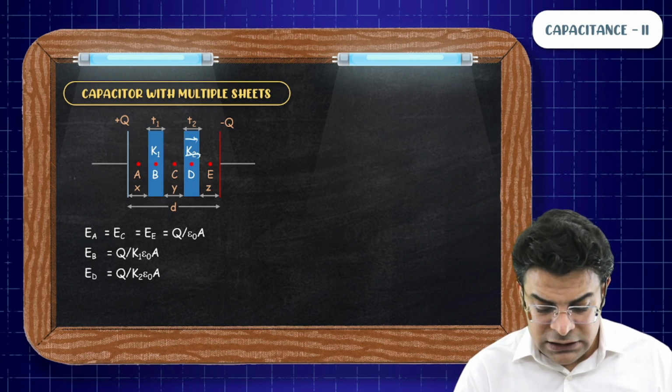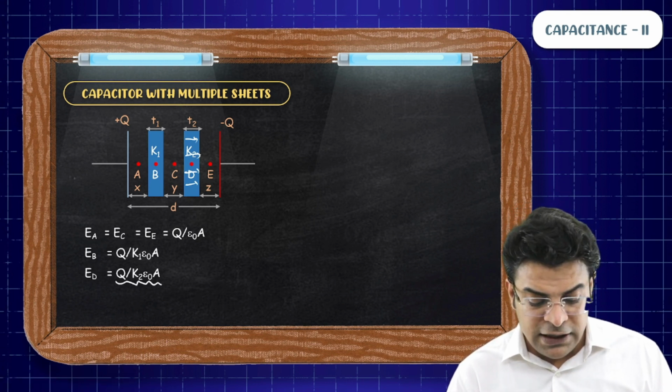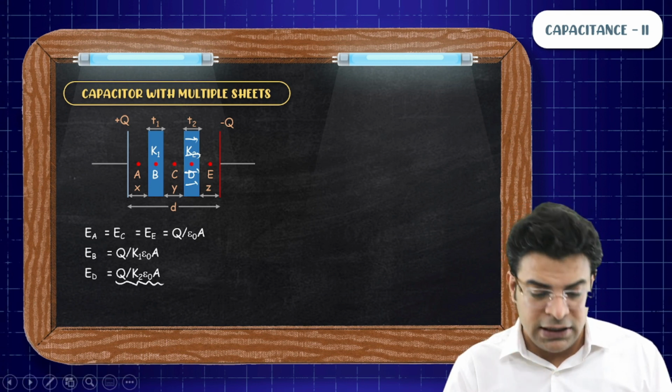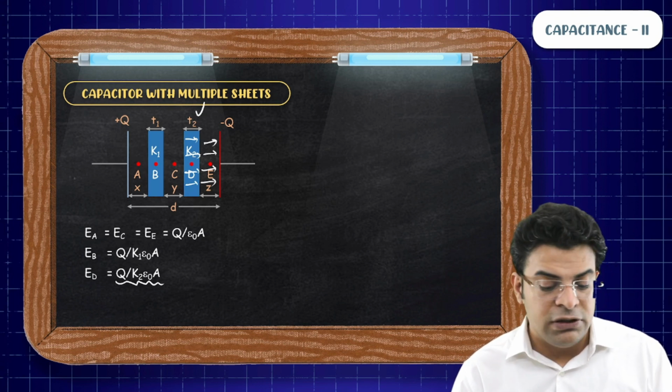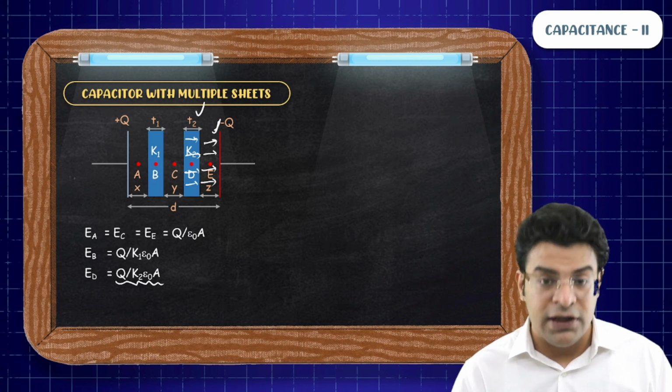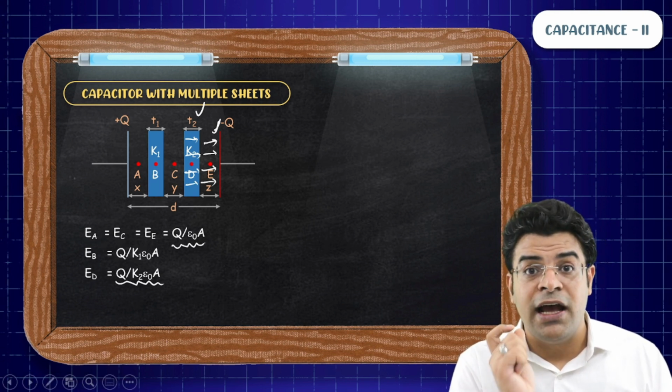Going within the second slab, the potential drop will be equal to the electric field inside the second slab multiplied by its thickness T2. And going in this last region where the point E lies, the potential drop has to be the electric field in this region, which is Q upon epsilon naught A, times its thickness, which has been taken as Z.